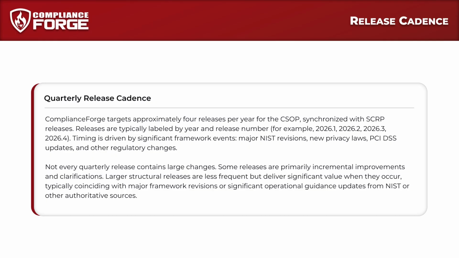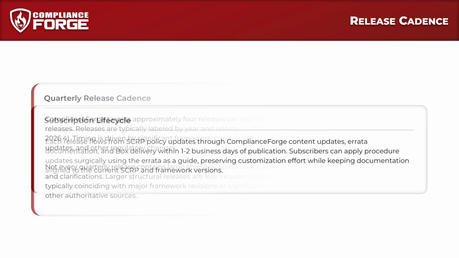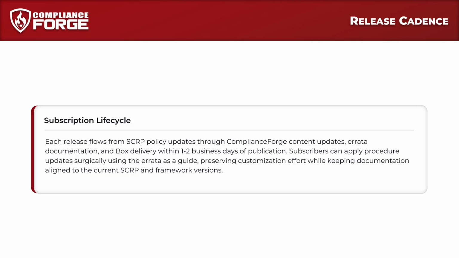Larger structural releases are less frequent, but deliver significant value when they occur, typically coinciding with major framework revisions or significant operational guidance updates from NIST or other authoritative sources. Each release flows from SCRP policy updates through ComplianceForge content updates, errata documentation, and box delivery. Within 1 to 2 business days of publication, subscribers can then apply procedure updates surgically, using the errata as a guide. That preserves your customization effort while keeping the documentation aligned to the current SCRP and framework versions.